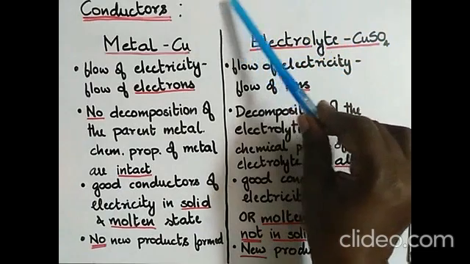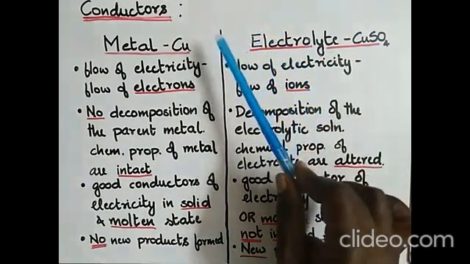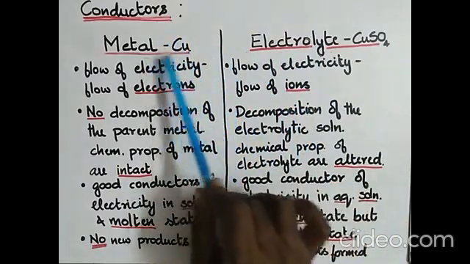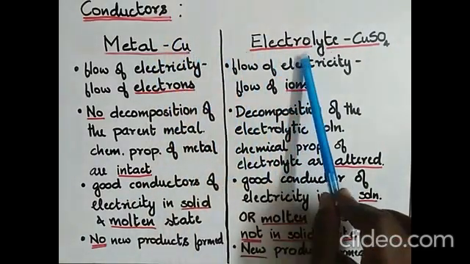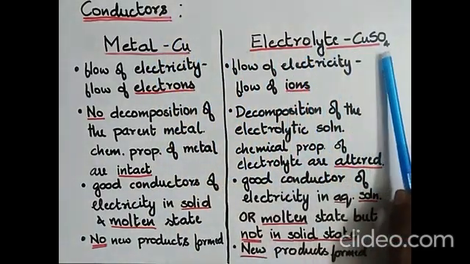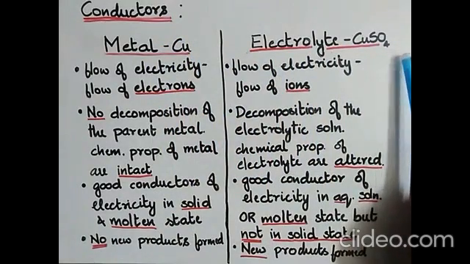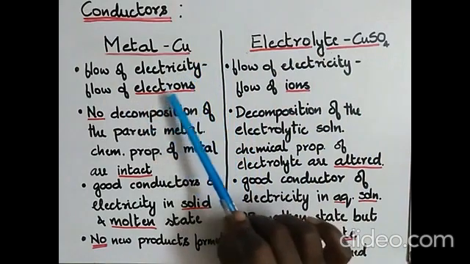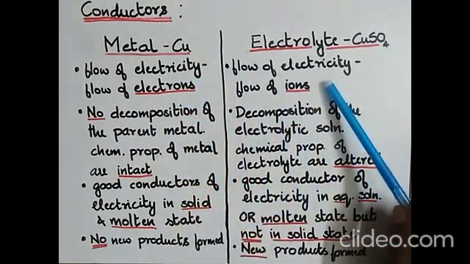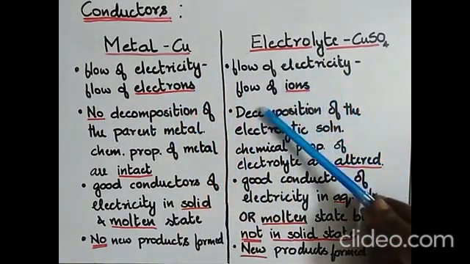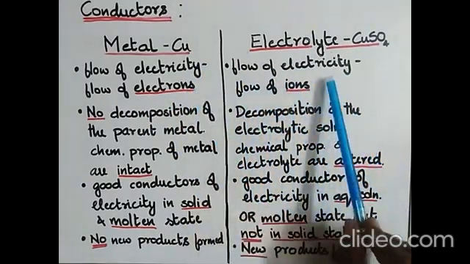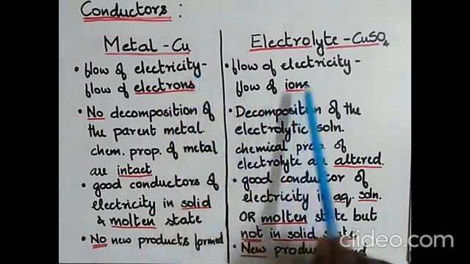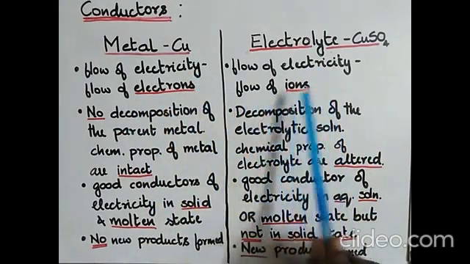Conductors: there are two types of conduction. One is metallic conduction, the other is electrolytic conduction. For metallic conduction, the metal copper is taken as an example. For electrolytic conduction, copper sulfate solution is taken as an example. So how does electricity pass through a metal? It is due to the flow of electrons, whereas in an electrolyte, electricity flows due to the flow of ions. That's the main difference between metallic and electrolytic conduction. It is the flow of electrons in metals, whereas in an electrolyte, it is due to the flow of ions.